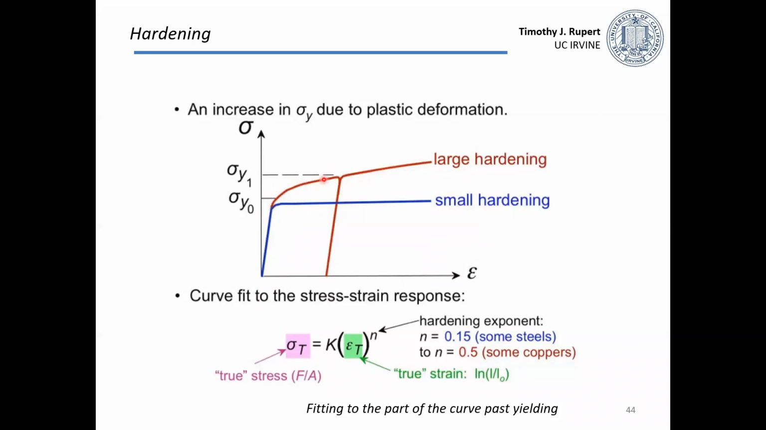This increase in the curve can often be described with a relation like this. It says the true stress on my sample is going to follow some power law. This curve looks like a power law, where there's some constant in front, and the strain is raised to some value n. The higher that value n, the more hardening that curve will have, so it'll go higher as I keep applying strain. And this is just showing some examples. For example, the value given for copper is higher than that given for steel. This is just fitting to the part of the curve past yielding.